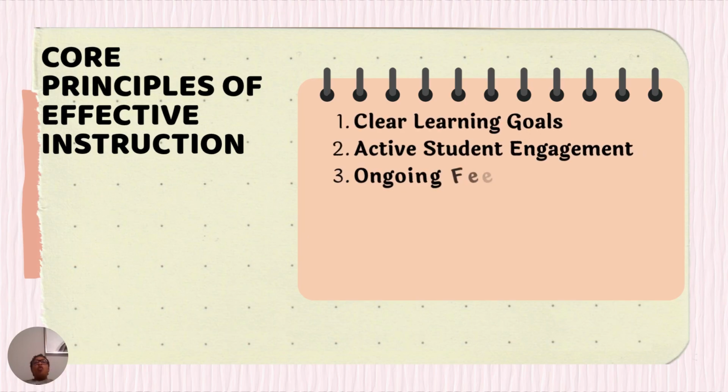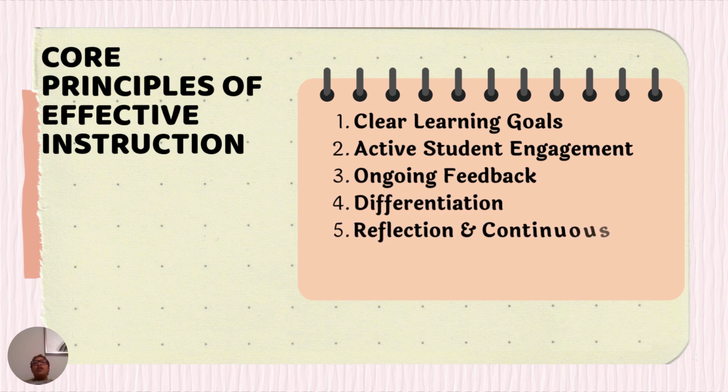Okay, so what are the core principles of effective instruction? No strategy will work if you don't have these things. Number 1, you need a clear learning goal. What are you hoping your students will achieve? Not hope, what are your students going to achieve? And then you need active student engagement, which is what all these strategies give you, ongoing feedback, differentiation in instruction, and then reflection and continuous improvement. So again, these are the core principles of effective instruction.